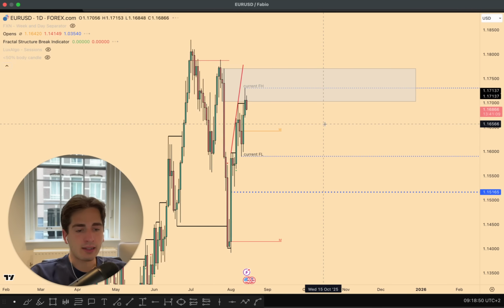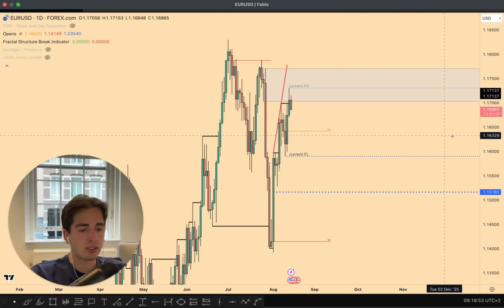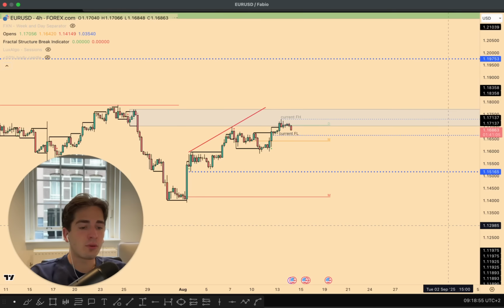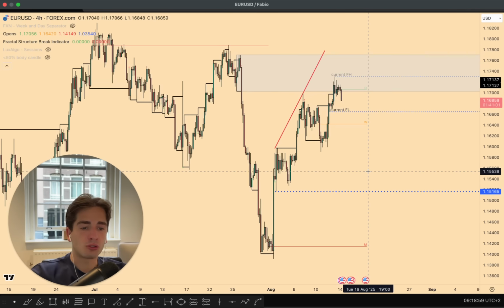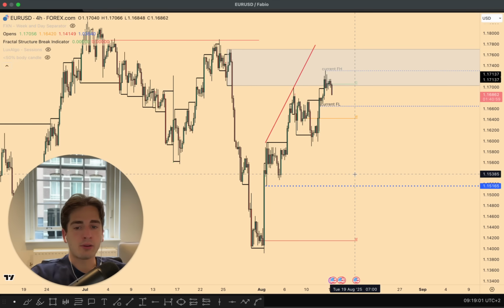We're currently again inside of that daily imbalance which we've been highlighting for a very long time, and once the 4-hour fractal structure shifts, I would have more confidence in those potential shorts starting to play out here for euro against the dollar. So keep an eye on that potential trade that we have over there.